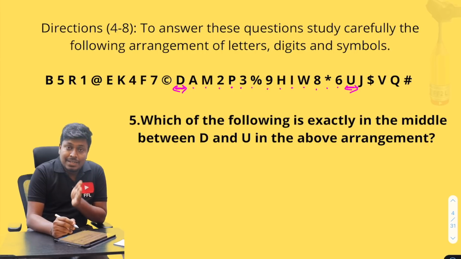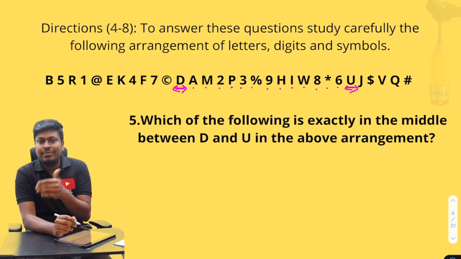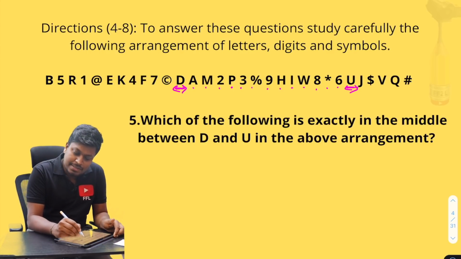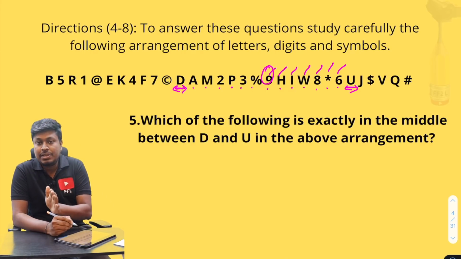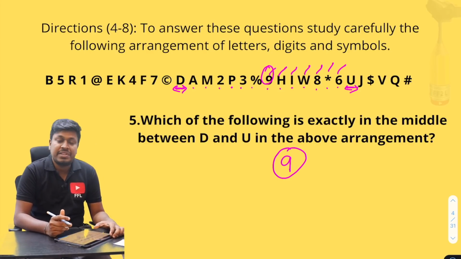So if we have 13 elements, our target is to find the middle. Half of 13 is 6, 6, 12, so the 7th will be at the middle position. So let me find what is in the 7th position. So 1, 2, 3, 4, 5, 6 and 7. So we can say the number 9 is in the 7th position, that is the middle between D and U. So number 9 will be the answer for question number 5.